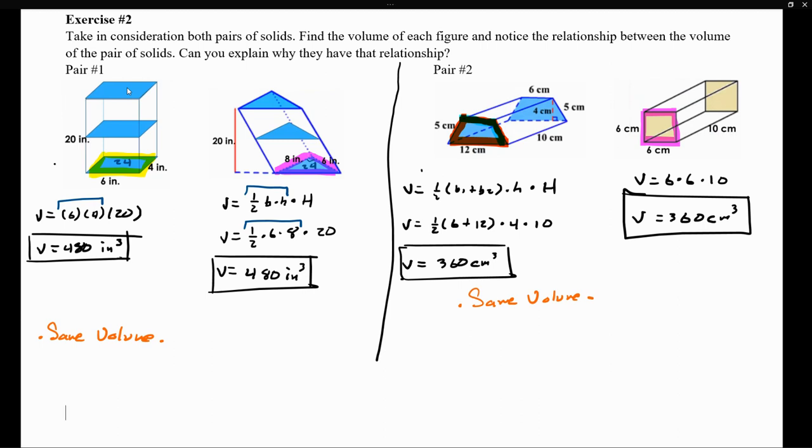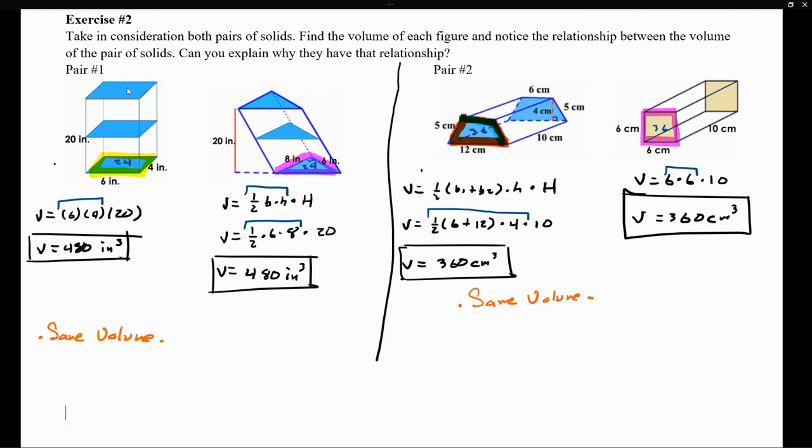Same idea here. Notice that if I find the area of the base, 6 plus 12 times 4 times 1/2, that's still going to be 36. So this area is going to give me 36, and this area is going to give me 36. I'm stacking 10 of them to get the actual solid, and that's going to give me 360. That's the same thing that I'm doing here: my area is still 36, and I'm stacking 10 of them. So that's one way of seeing why they have the same volume.